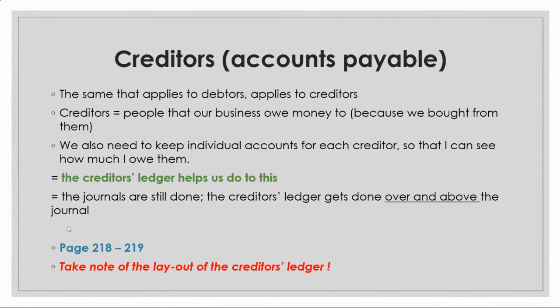The journals are still done exactly the same as what you've learned in Learning Unit 5. This is just over and above the journals. We then put in the ledger more detail for each and every individual creditor. Now the layout you can find on page 218 to 219 of your textbooks.